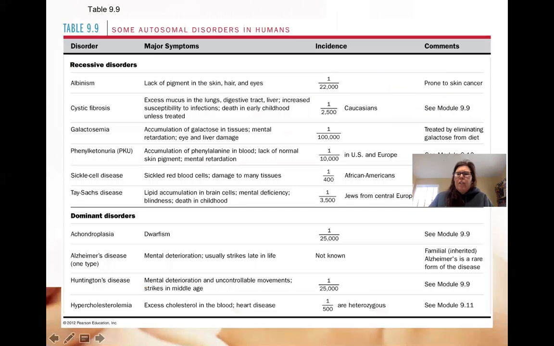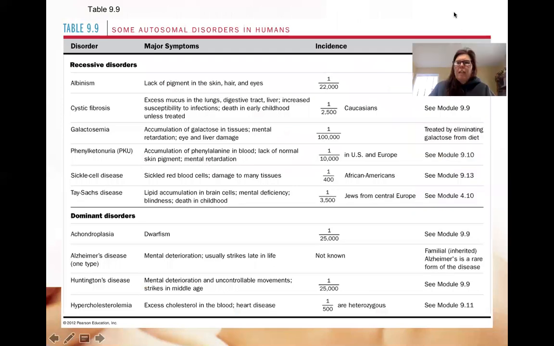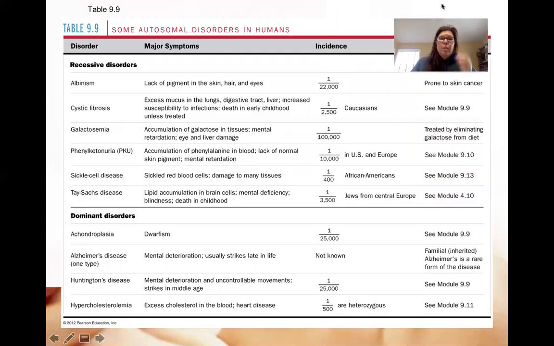So here is a chart of a bunch of different types of disorders. So we have albinism, and these ones are the recessive ones. So you need 2 bad copies to be an albino, and again, you lack the pigment melanin, so your skin's really white, your hair is white, your eyes are red because you don't make that melanin to make brown or blue eyes. Cystic fibrosis I talked about.